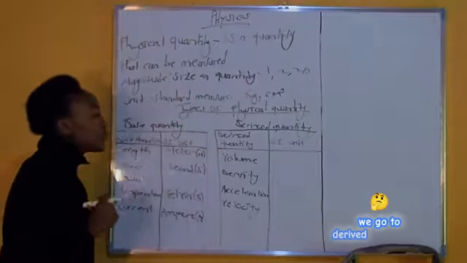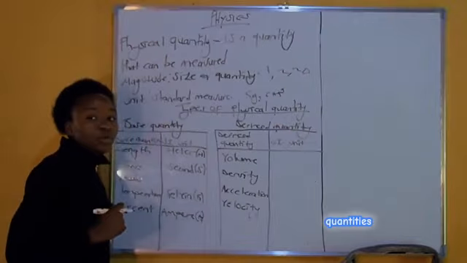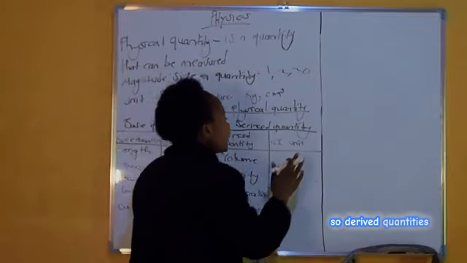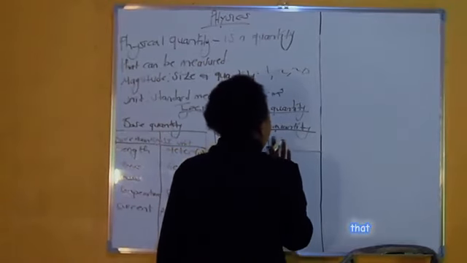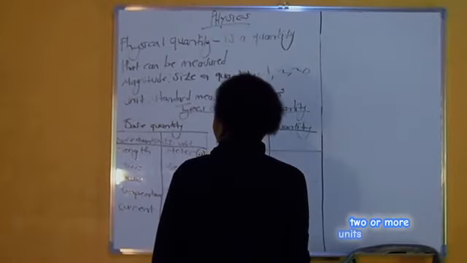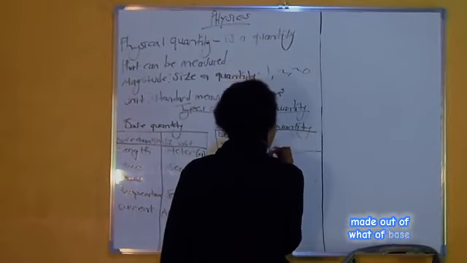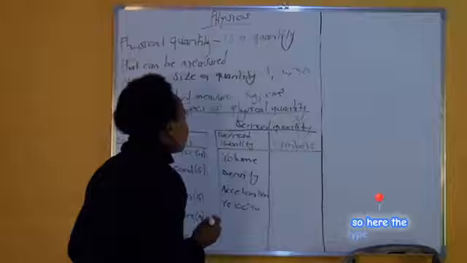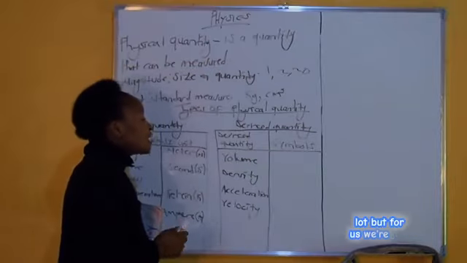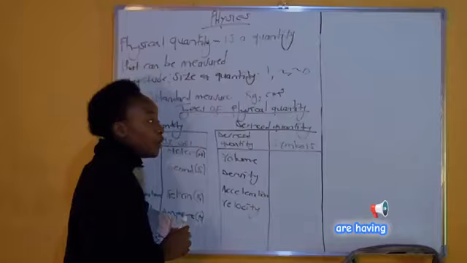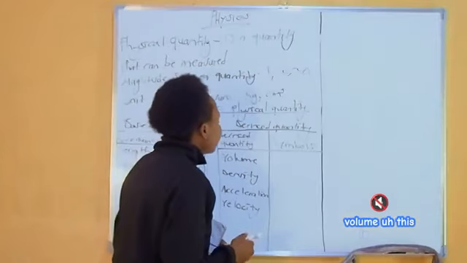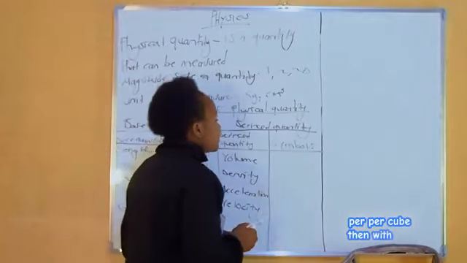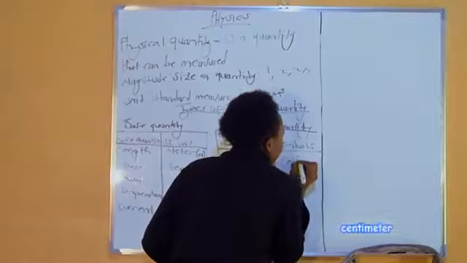We go to derived quantities. If base quantities only contain one unit, then what about derived quantities? Derived quantities are quantities that contain two or more units, made out of base quantities. There are a lot, but we're just going to look at these. We have volume. The SI unit is cubic meter, with the symbol m cubed.